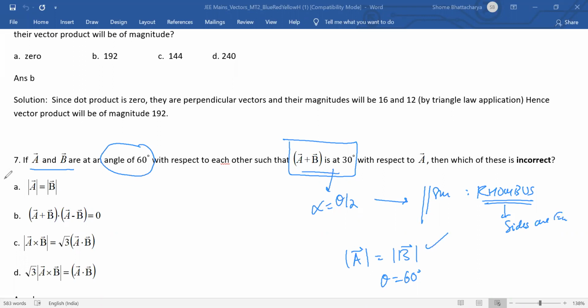So this option is correct. It's the correct option. You have to mark the incorrect option. Then diagonals are perpendicular.